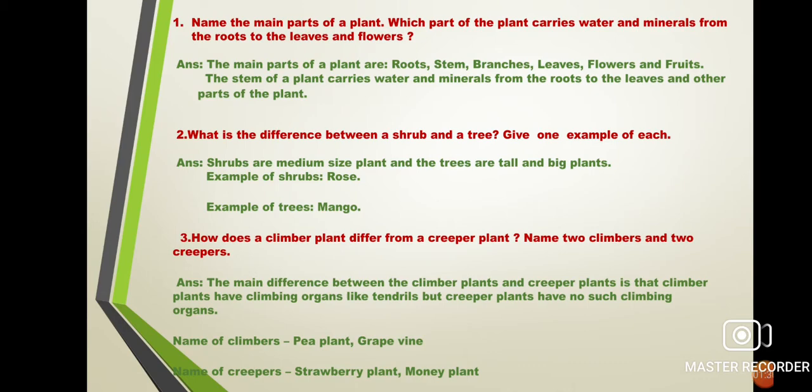Examples of shrubs: you can say rose, tea, lemon. Examples of trees: you can say mango, peepal, banyan. These are the examples of trees.